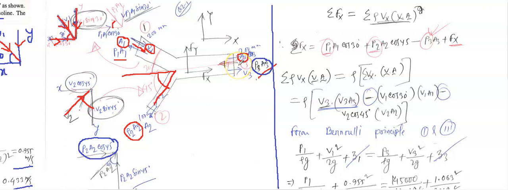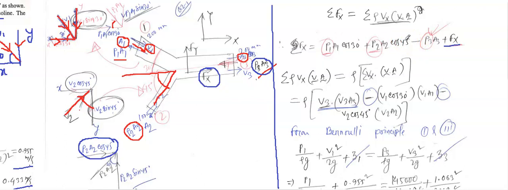It should be negative because it is in the opposite direction. The pressure force is coming this way, so according to the theory, this P3A3 goes in the opposite direction. That's why it is negative here. And we have one more force, the resultant force Fx, which is in the positive x direction. So that's all the forces we have along the x-axis. This is the net force along the x-axis.